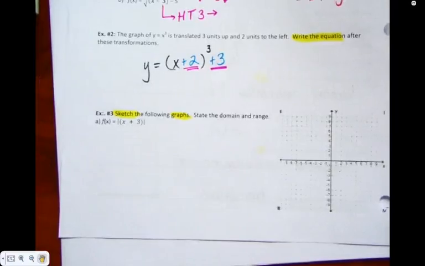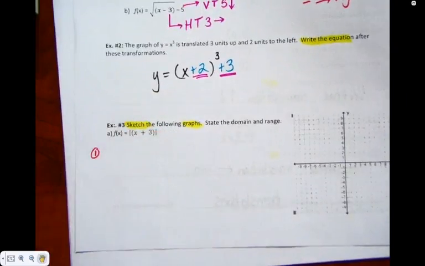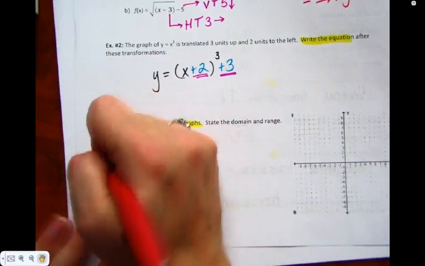Sketch the following graph. State the domain and range. Andrew, I'm putting you on domain and range duty because I always forget. So you may not let me go on to the next question unless we have done domain and range. Got it? Got it. Method off to the side for the method wordy people. Step 1, sketch the base graph.